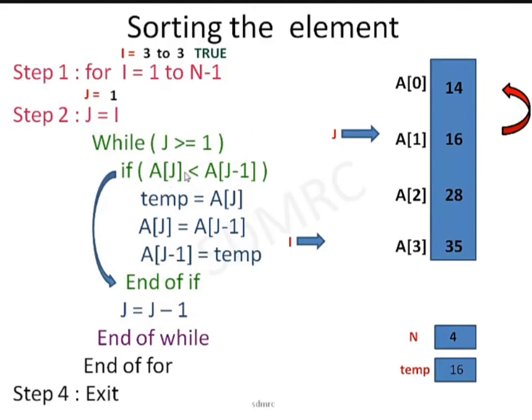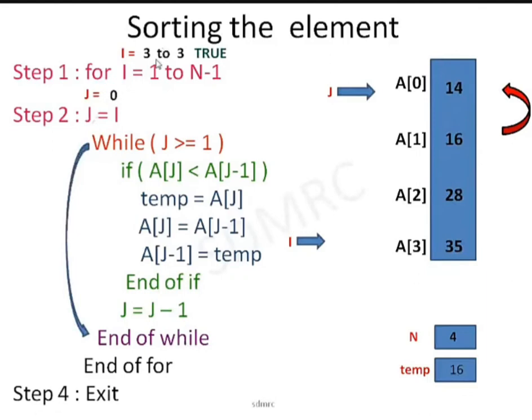Now, even though you are not getting inside, you are decrementing the value of j, j is equal to j minus 1. That comes to 0. 0 greater than or equal to 1 is false. So you are going to come to end of while. Then I is going to be incremented to 4. It can go only up to this, it cannot go beyond that. In case it goes beyond that, 4 to 3, I have to terminate this for, end of for, and exit.